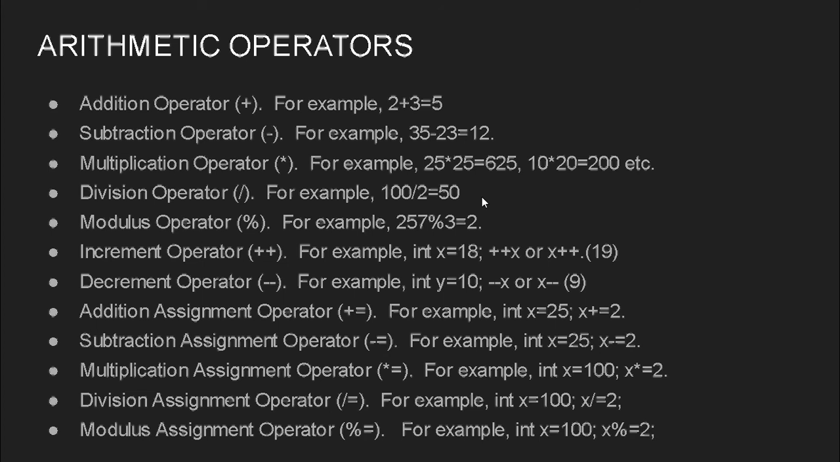So now I am going to talk about the modulus operator. What is this modulus operator going to do? First of all, it is going to divide 257 by 3. Then whatever the remainder is coming out of this particular division, it is going to return that. For example, here I am dividing 257 by 3.